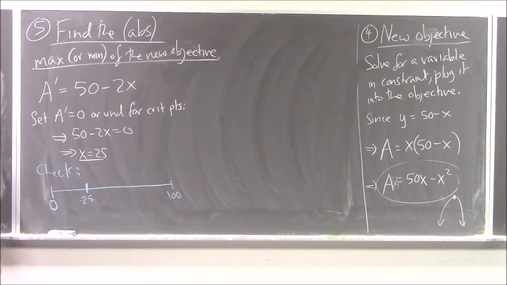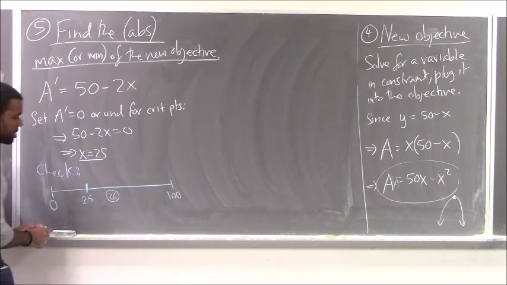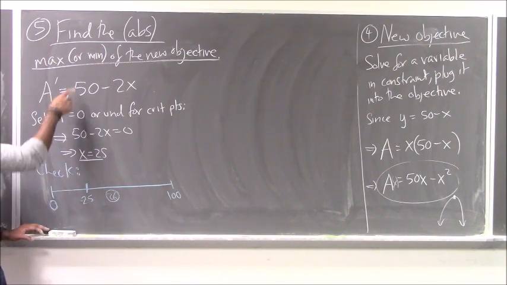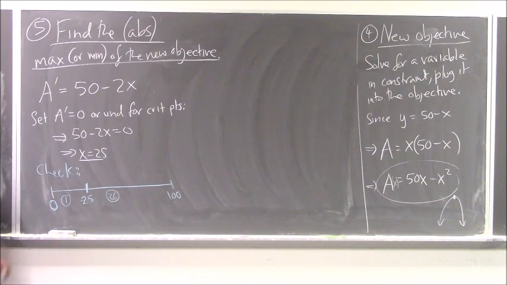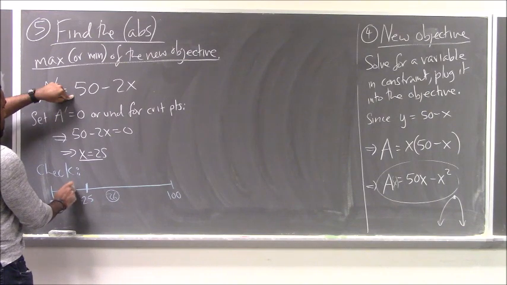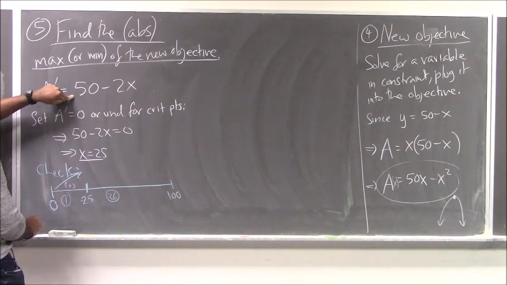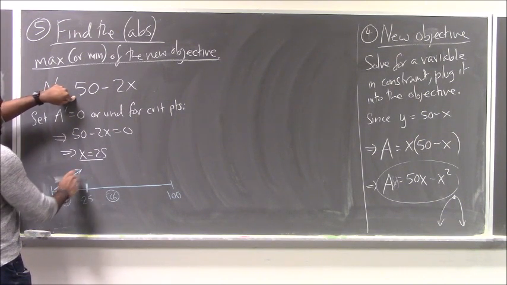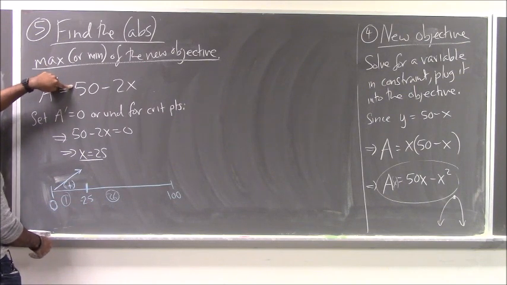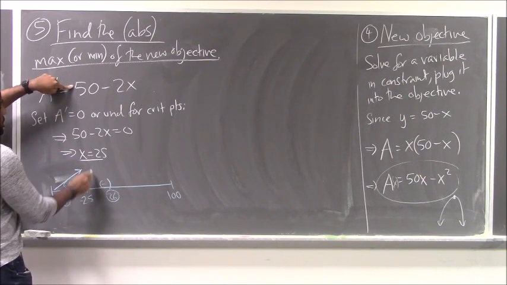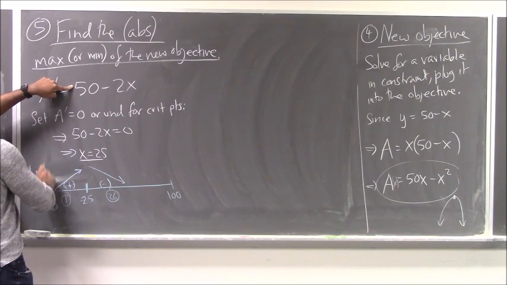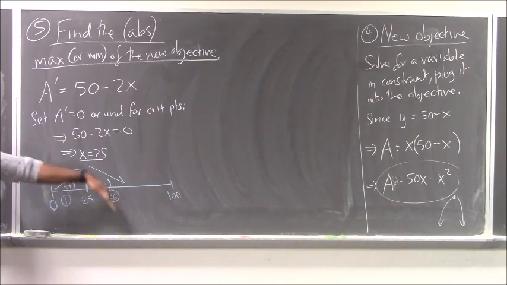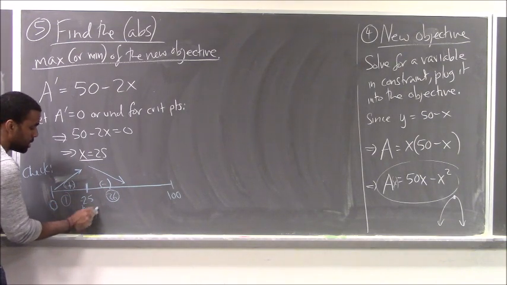So what I can do is plug into the derivative anything less than 25, or larger than 25, between 25 and 100. I can plug in, say, 1, which is on the left side of 25. Now if I plug in 1 into this, I get 50 minus 2. That is positive, which means increasing. And if I plug in 26 here, 50 minus 2 times 26 is minus 2, so that is decreasing. So I'm increasing, then I'm decreasing, which means 25 is what I wanted. It's a maximum.